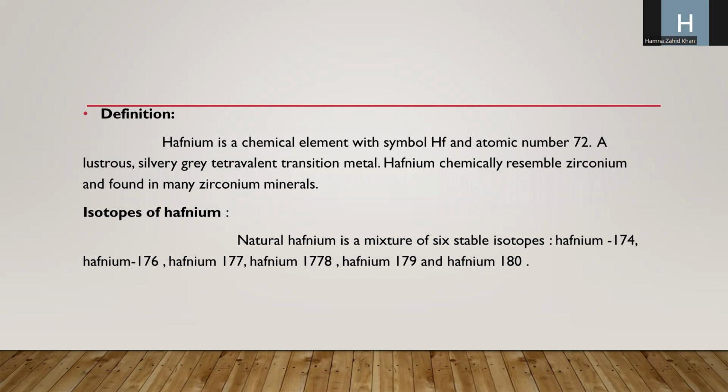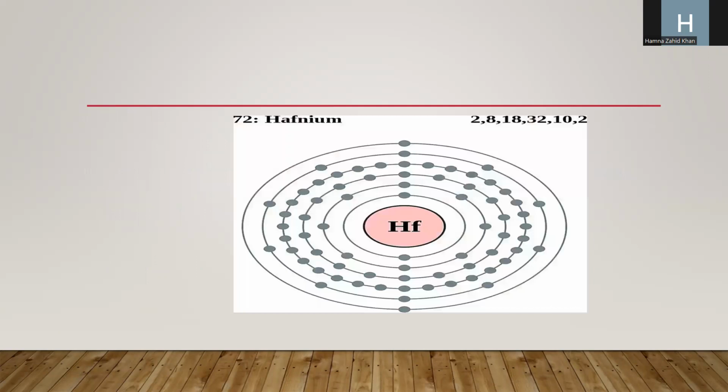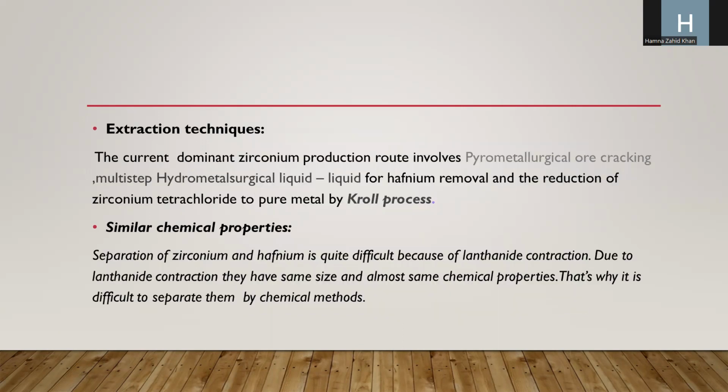Now we discuss the isotopes of hafnium. Natural hafnium is a mixture of six stable isotopes: hafnium 174, hafnium 176, hafnium 177, hafnium 178, hafnium 179, and 180. This is the structure of hafnium. Because hafnium has atomic number 72, this is its atomic structure. Two electrons are present in the first shell, 8 in the second shell, 18 in the third, 32 in the fourth shell, and 10 and 2 in the other shells.